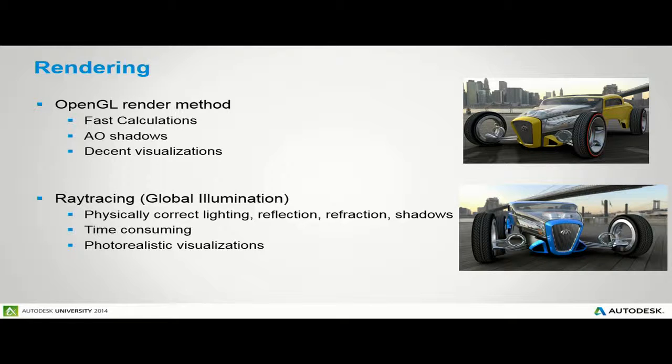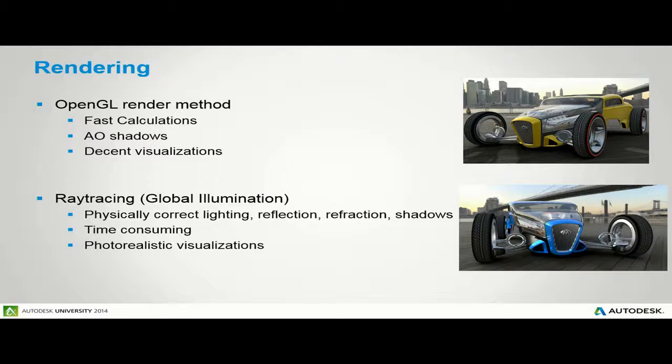As I told you before, there are two rendering methods. One is the OpenGL rendering method. Another is the ray tracing rendering method. OpenGL does not calculate physically accurate lighting. You need AO, ambient occlusion, to add realism. These are decent visualizations that you can have. For ray tracing, you can get stunning results. It is physically correct lighting, reflections, refractions, shadows, everything is physically correct as in the real world, but it's time consuming to create those ray tracings.